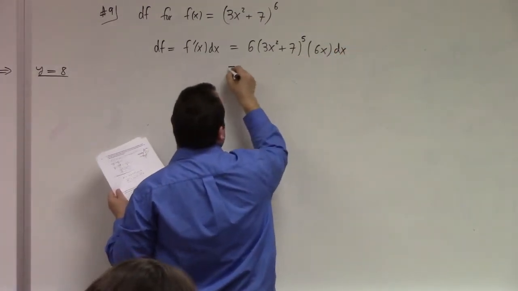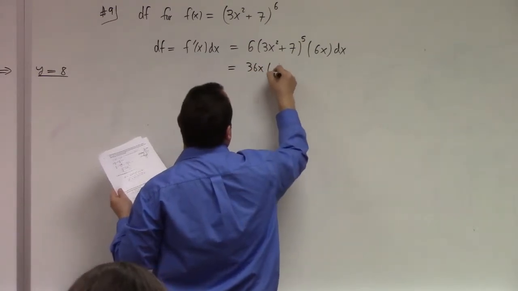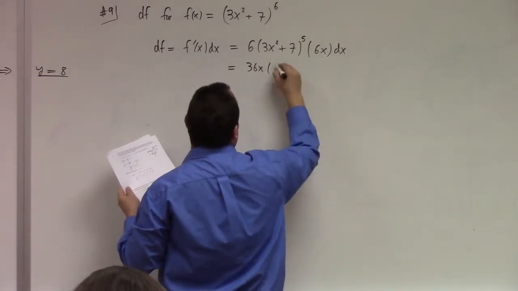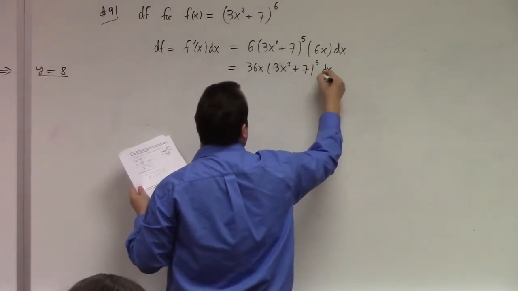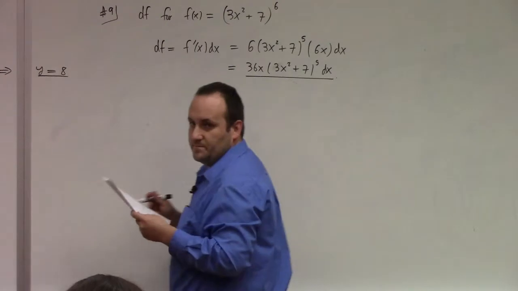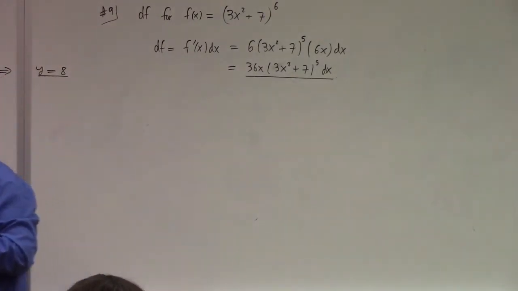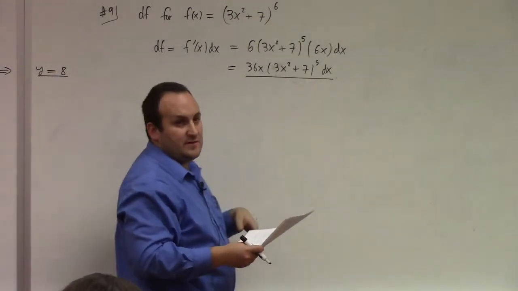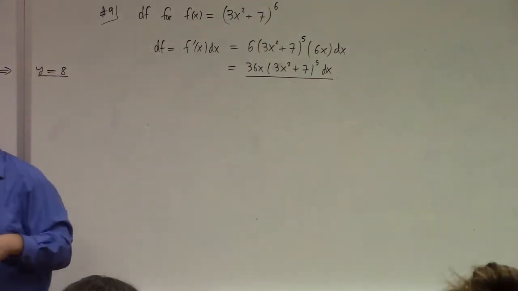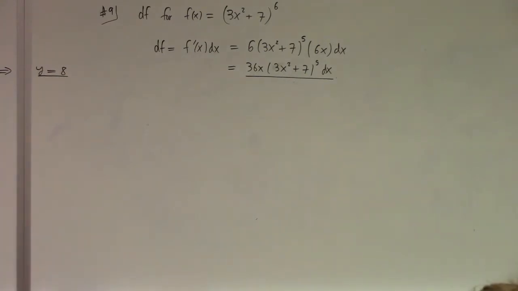So, I guess you can rewrite this as 36x times, I mean, you don't have to. I think I'll probably write my answer like this. So there it is, that's the differential. Of course, this is useful for estimating error. If I knew that the change in x was 1 and x was equal to 2, then I could plug in dx is 1 and x is equal to 2, and that would give me the approximate error in the quantity f, for example. Next question.